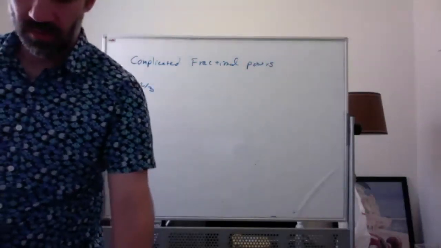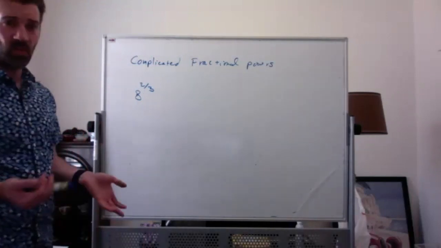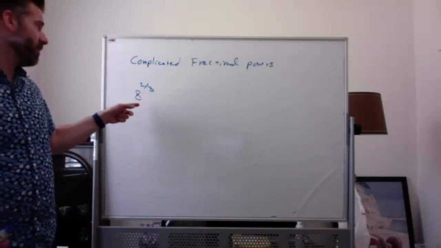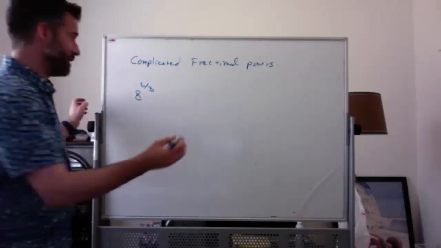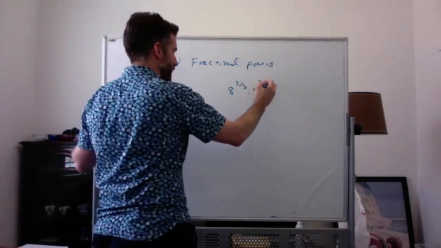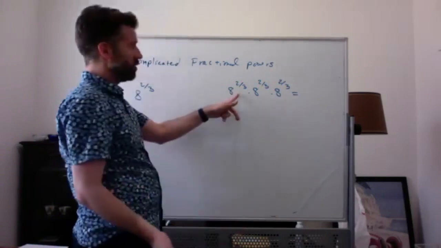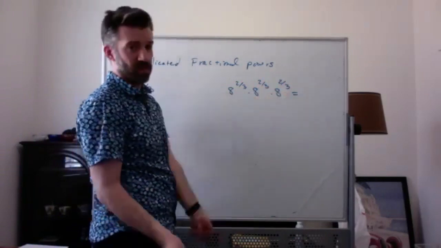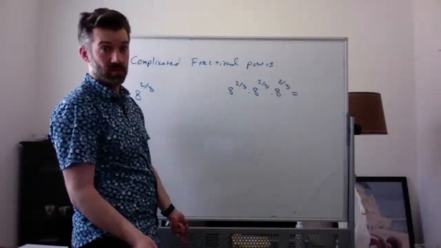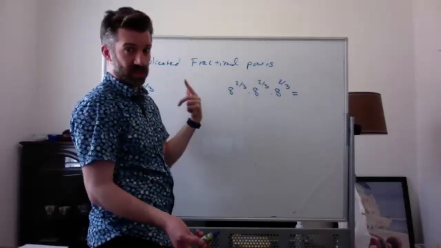So there are numerous ways of dealing with this, and there's probably one best way. First of all, the long way you can think about this is, well, 8 to the 2/3 times 8 to the 2/3 times 8 to the 2/3. 2/3 plus 2/3 plus 2/3 is 2. Right? 2/3 plus 2/3 is 4/3. Plus another 2/3 is 6/3, which is 2.